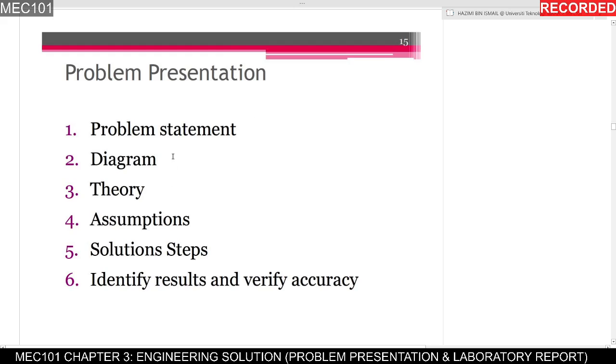The second one, in engineering, the diagram is a must, because the diagram helps you a lot in understanding the problem, and also try to use the diagram in solving the problem. The third one, after you have the problem statement and diagram, you also have to put the theories into your steps, because the theories must be obtained or referred from others' research or findings that past researchers and scientists have found.